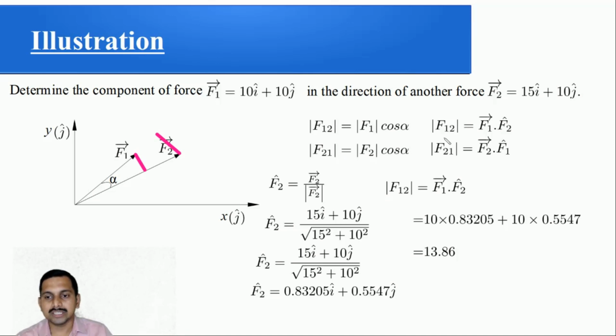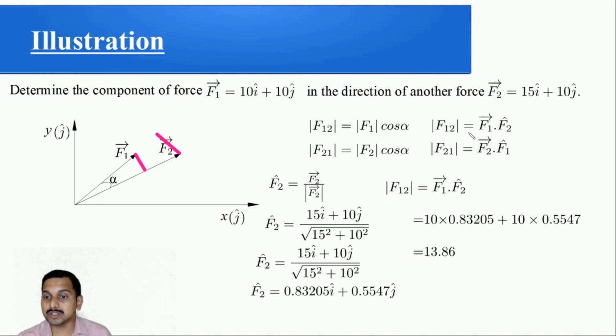Now this can also be achieved by, if I say F12, I can do it like F1 dotted with the F2 unit vector. Now when I say unit vector, what does that mean? Unit vector shows only the direction. That means I have to get the force F1 resolved in the direction of force F2.